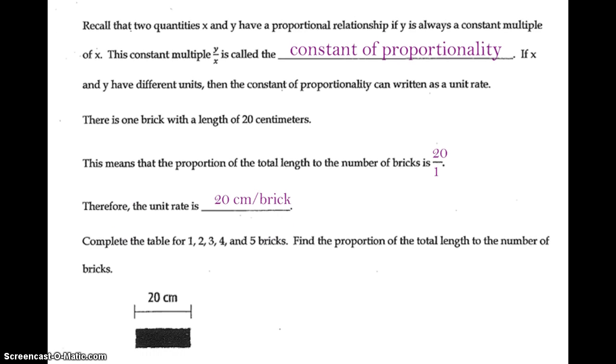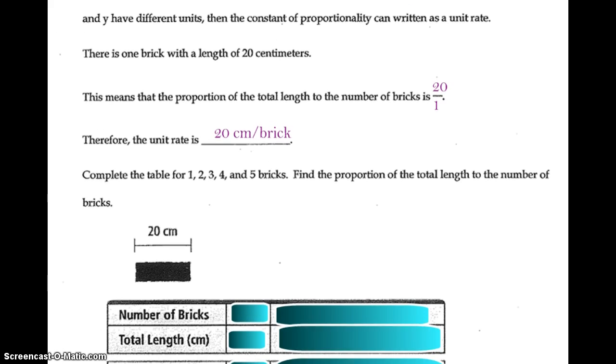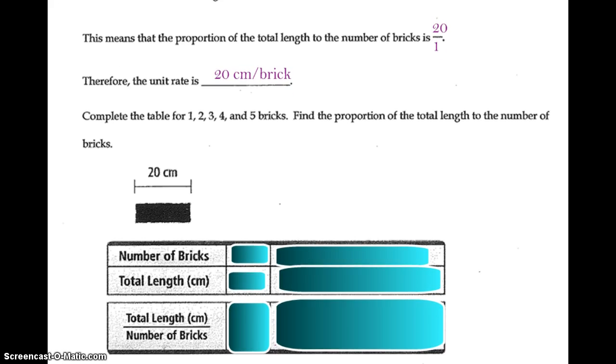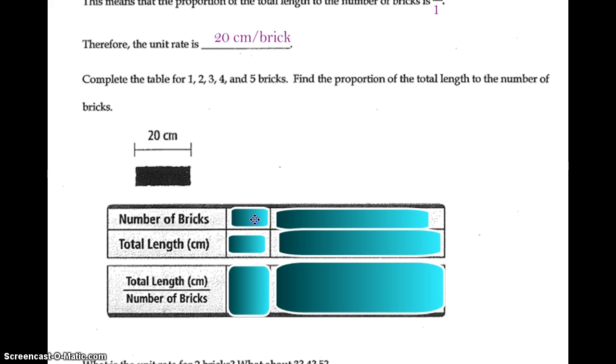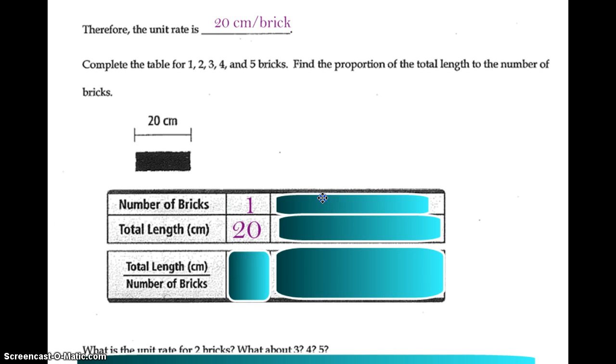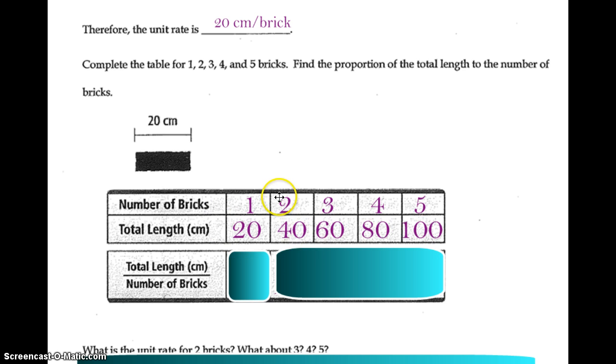Complete the table for 1, 2, 3, 4, and 5 bricks. Find the proportion of the total length to the number of bricks. So as we were already told, 1 brick has a total length of 20 centimeters. So if we complete the table for 2, 3, 4, and 5 bricks, and we know that 20 centimeters is for 1 brick, we would know that for 2 bricks it would be 40 centimeters, 3 bricks is 60 centimeters, 4 bricks is 80 centimeters, and 5 bricks would be 100 centimeters.